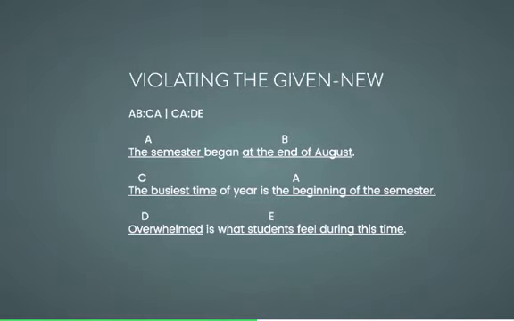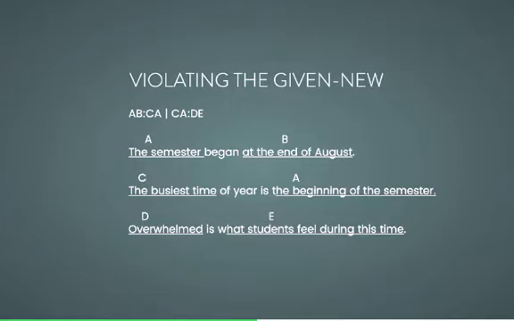So violating the given new principle, here's an example. The letters don't really matter all that much, but I labeled them for you: A, B, C, A, and C, A, D, E. So these are examples of sentences that are not adhering to the given new principle. I'll just read this to you, or you can read this on your own in your head, but you can see how it's difficult to understand when there's no cohesion in a paragraph.